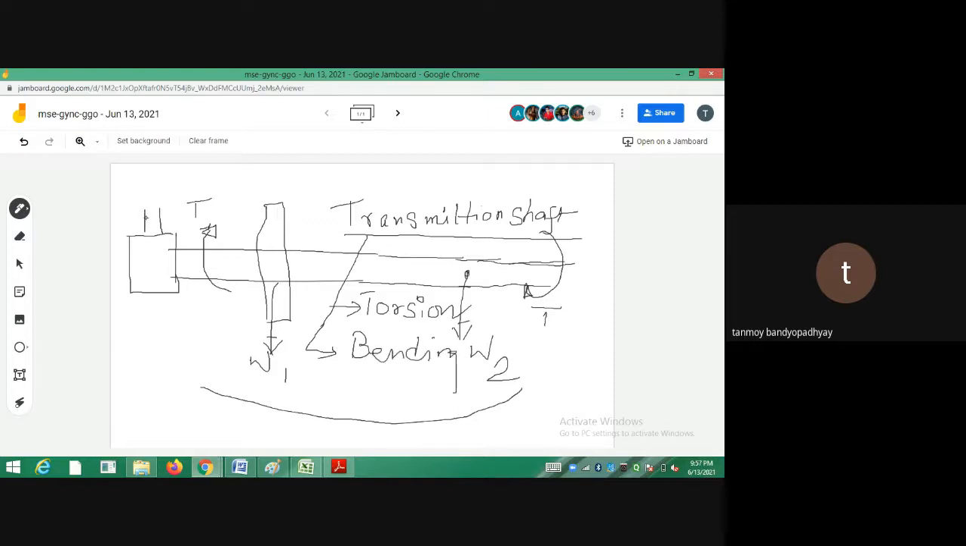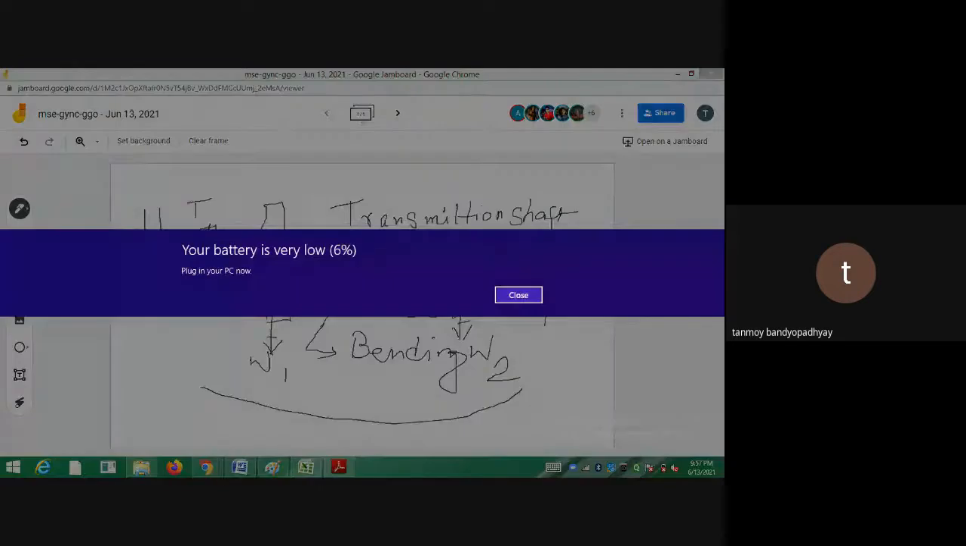So where is bending coming from? Bending may come from the own weight of the shaft. Any shaft will have its own weight. Whenever you have a shaft that's being suspended, due to its own weight it will try to bend. Even if you neglect weight, on a shaft there are certain pulleys that are fitted on the shaft. Whenever there are pulleys fitted on the shaft, the shaft will be subjected to bending.